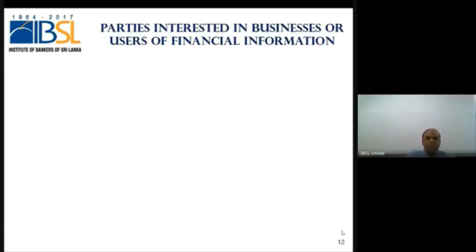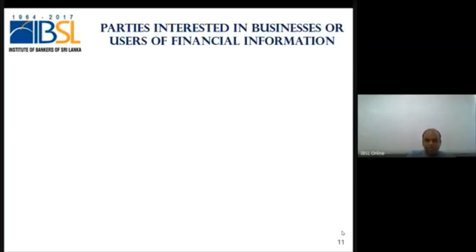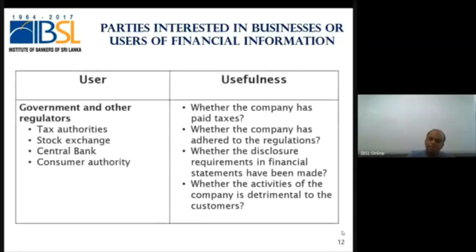So now we have gone through several users of financial information: owners, shareholders, lenders, and then the general public, management, employees, suppliers and creditors, and lastly, the government and other regulators. So in other words, all these parties or users are interested in the affairs of the company. As a result, we call all of them by a special name, because that name is widely used now, so you need to know.